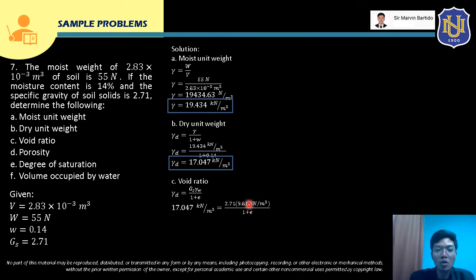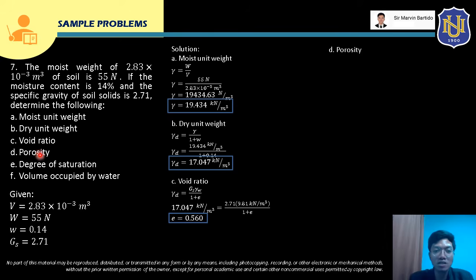So, pwede natin gamitin yun, class. Gamma dry is 17.047 kilonewton per meter cube is equal to yung G sub S, 2.71, times yung gamma ng water, 9.81 kilonewton per meter cube. Constant yan. Over 1 plus E. So, E yung hinahanap. Try natin isolve. 17.047 is equal to 2.71 times 9.81 over 1 plus E. So, solving for the void ratio, this is 0.560. So, this is already the answer for void ratio.